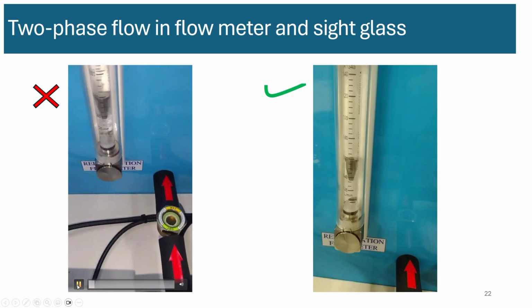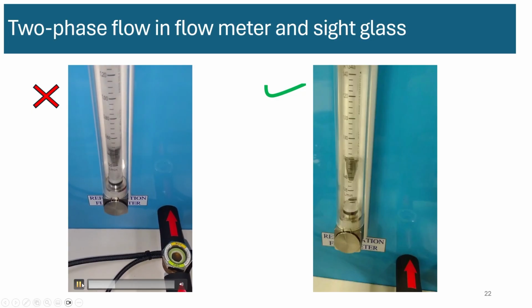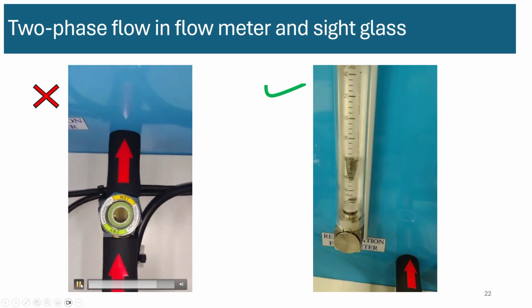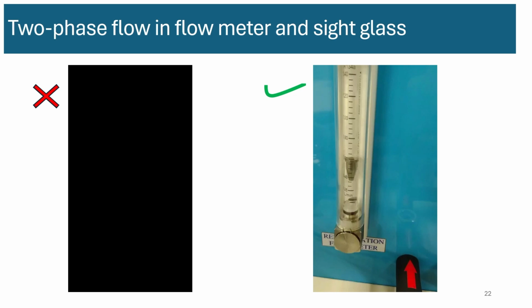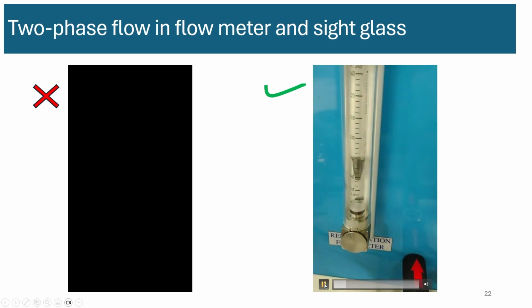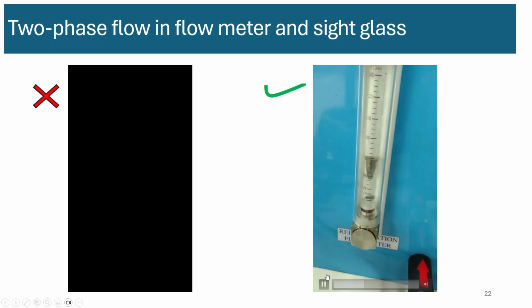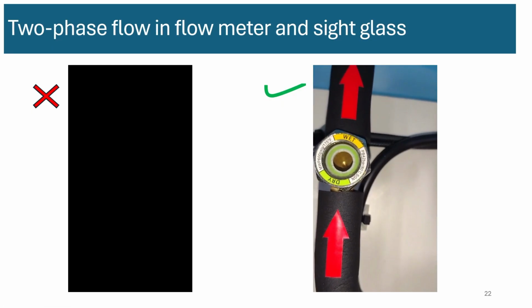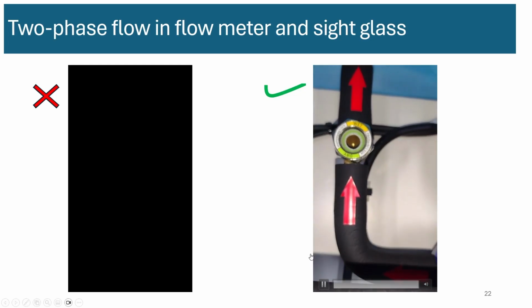So this is an example of the flow in the flow meter and the sight glass having bubbles, right? And this is an example of the correct flow. In this case, there are no bubbles in either of them. All right.